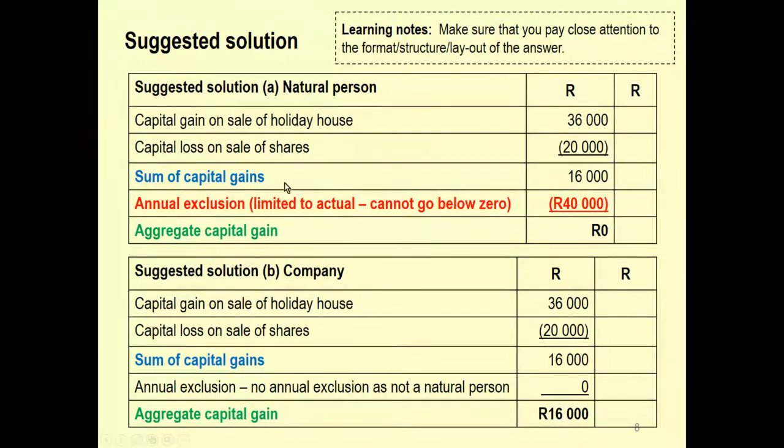But you cannot reduce your sum of capital gains to an amount below zero using the annual exclusion. So what I'm trying to say is, if my sum of capital gains is less than 40,000 Rand, I cannot have an aggregate capital gain of less than zero. So your annual exclusion is always going to be limited to your actual sum of capital gains or sum of capital losses if that particular amount is below 40,000 Rand.